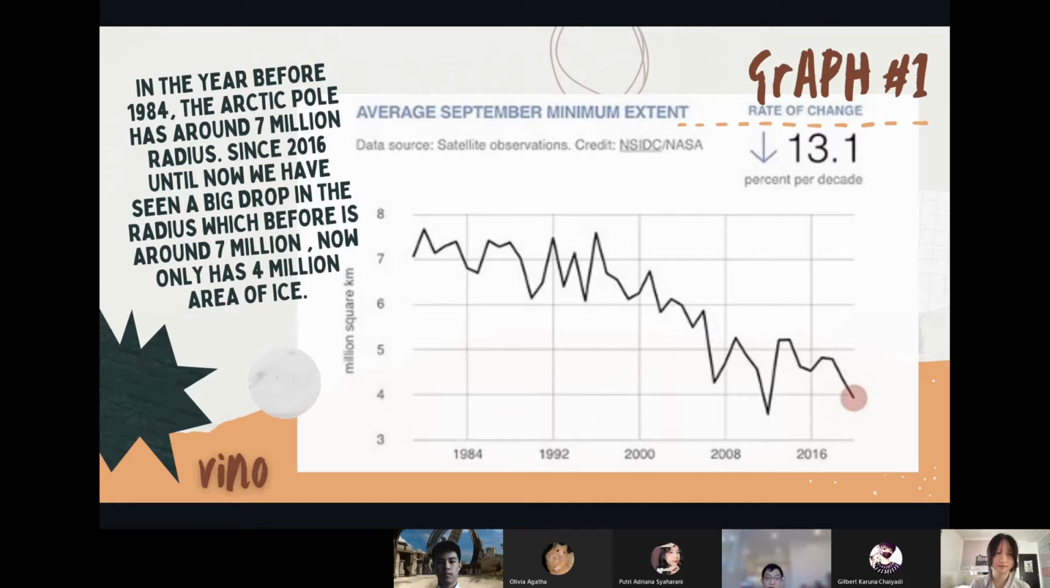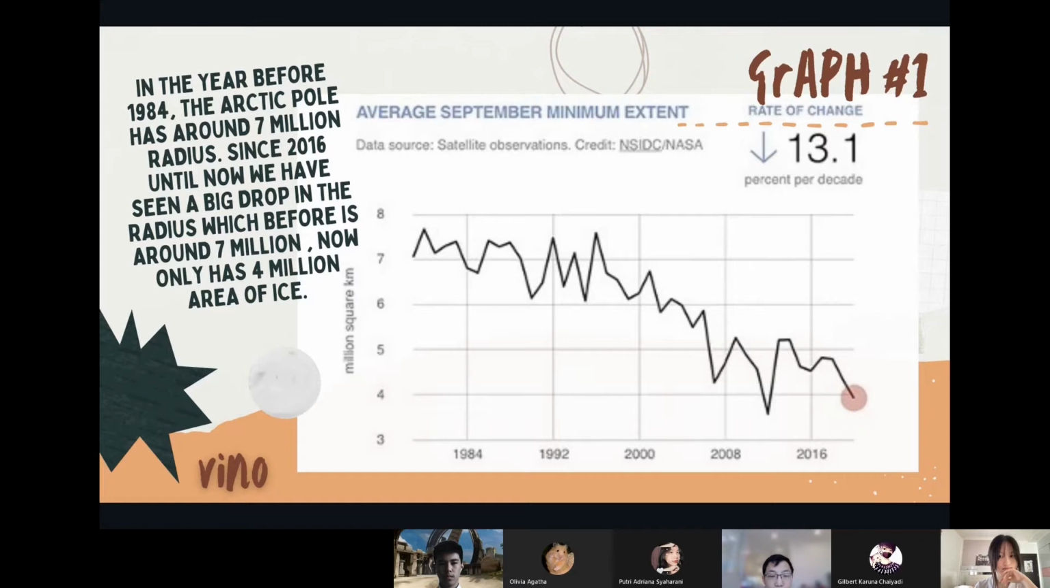Okay, so now I will explain to you about this graph. Before we start explaining the graph, I will simplify the words Arctic into North Pole and Antarctica into South Pole to make it easier for you to understand. So right here in front of you is a graph of the North Pole, the Arctic.